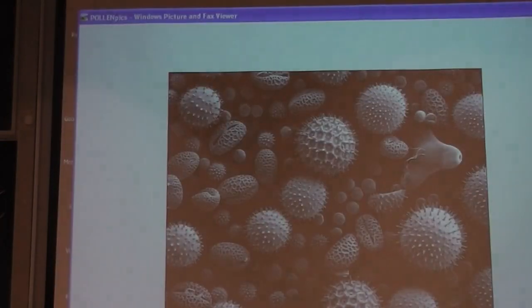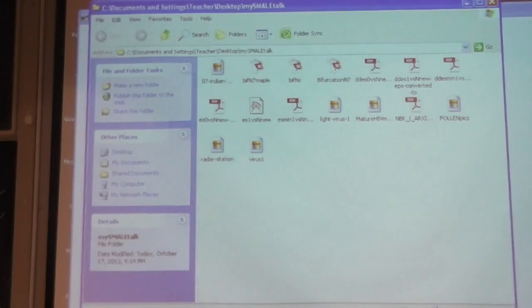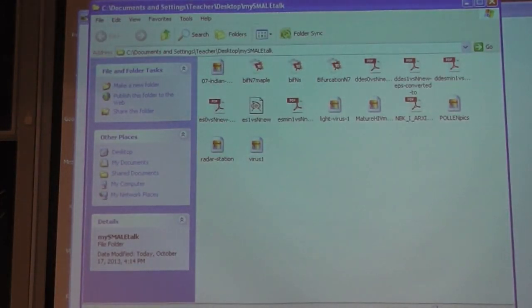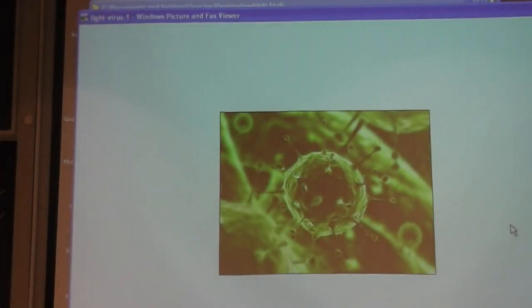Oops, that comes later. You can see they're not optimal because of those hexagons. Okay. Yeah, here's another virus picture. Look, that's not pollen, that's a virus. Okay.